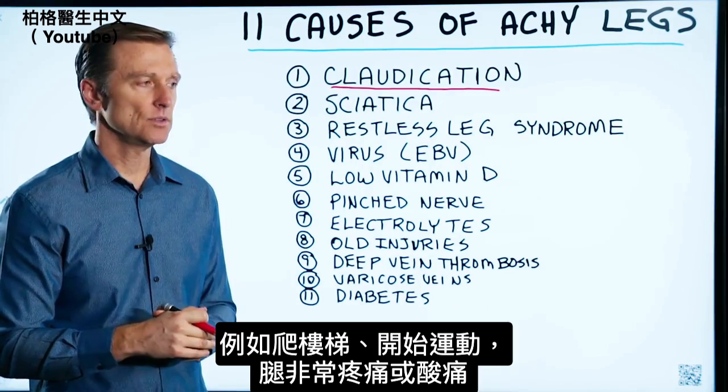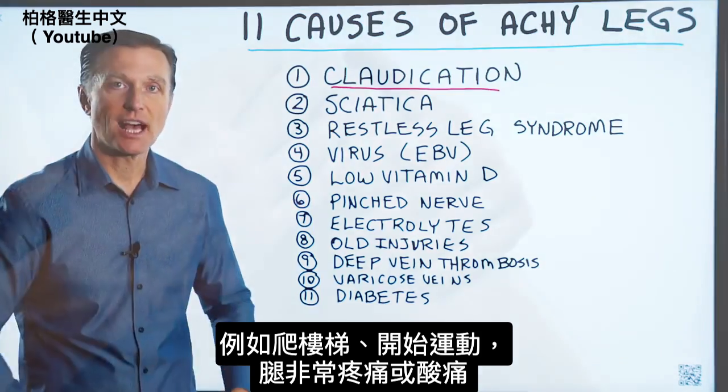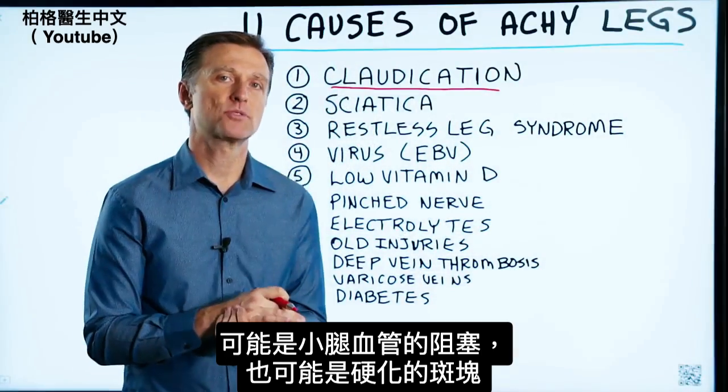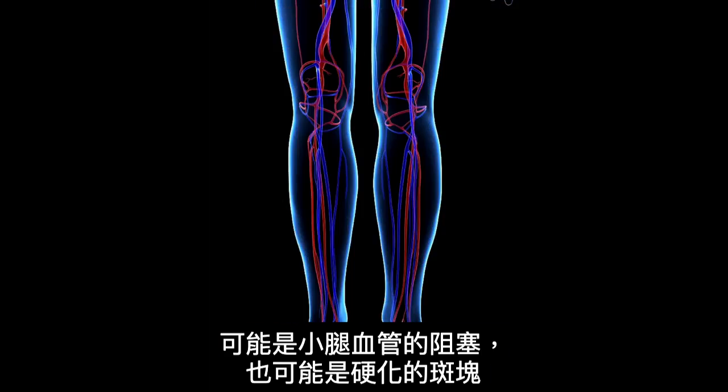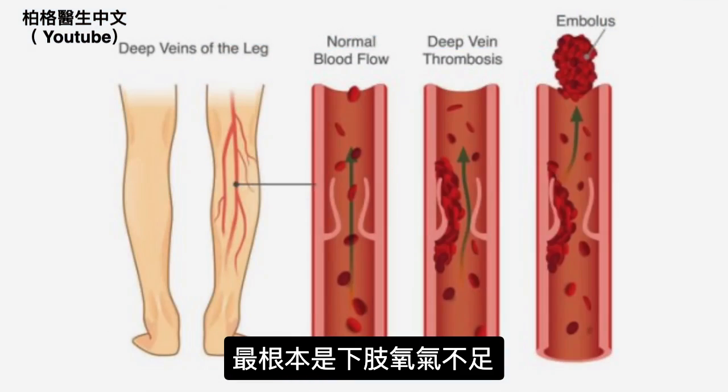So let's say, for example, you climb up the stairs or you start to exercise, and your legs get really painful or achy. What's happening is there's some type of obstruction in the vascular system in your lower legs. It could be atherosclerotic plaquing, but the bottom line is you're running out of oxygen to the lower extremity.